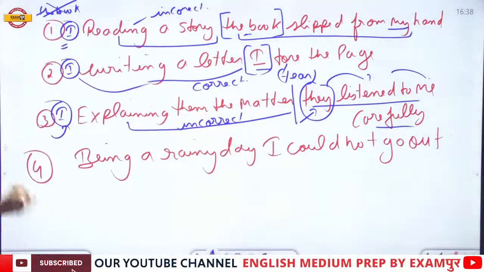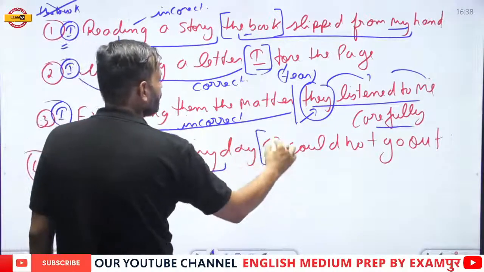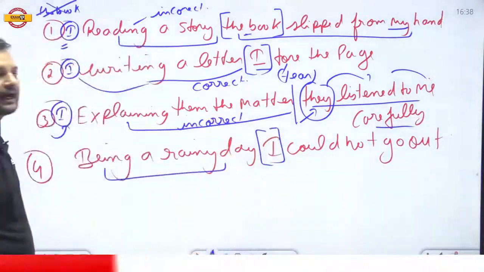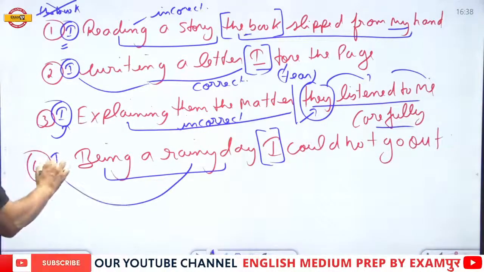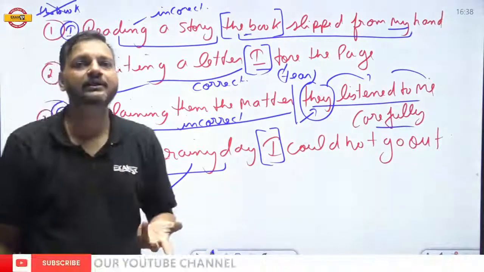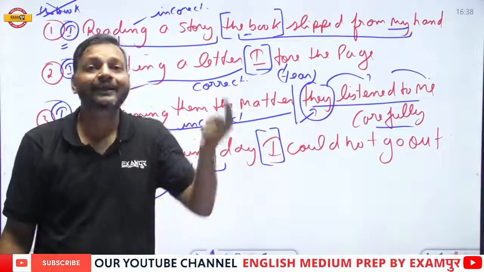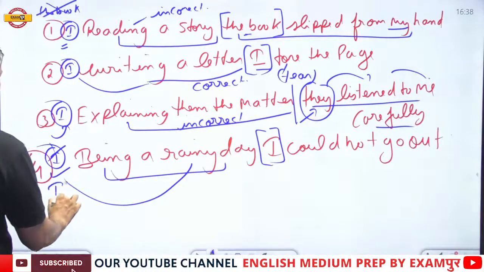Okay, now the fourth sentence: being a rainy day, I could not go out. So here the subject is I could not go out. But who is rainy day? Can I be the rainy day? If I put I here, it means that I am the rainy day. So I am not a rainy day, it is a rainy day. So here the subject is not I but it.